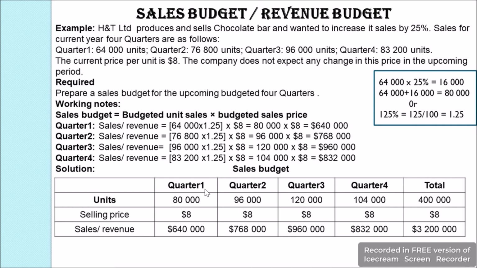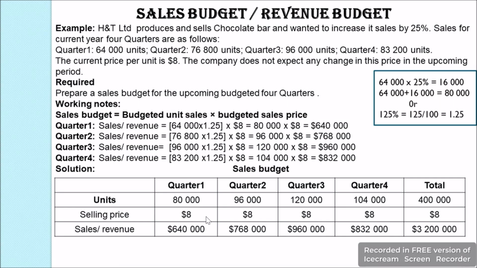Now let's make the sales budget. We'll start with the budgeted quarters. We have quarter 1, quarter 2, quarter 3 and quarter 4 and total. We start with the units, which we have calculated here as 80,000 for the first budgeted quarter, 96,000 for the second, 120,000 for the third quarter and 104,000 for the fourth quarter. So we have mentioned the units here, and when we total this up, it will be 400,000 units.